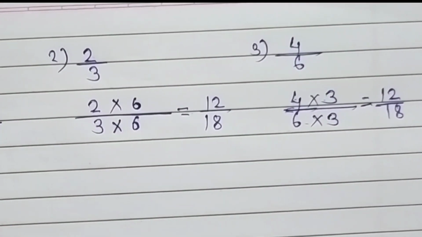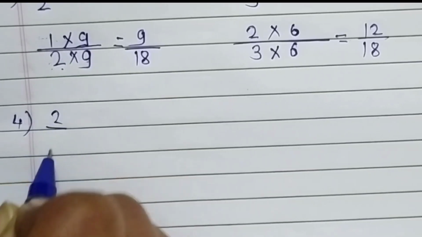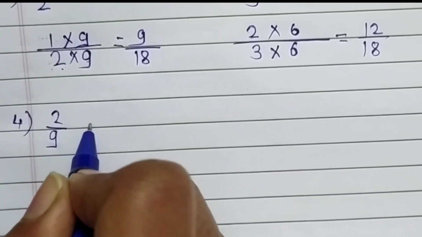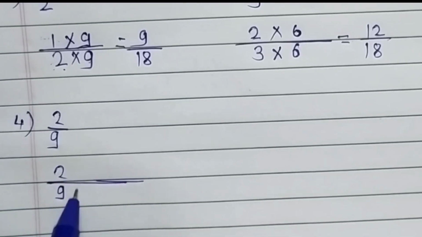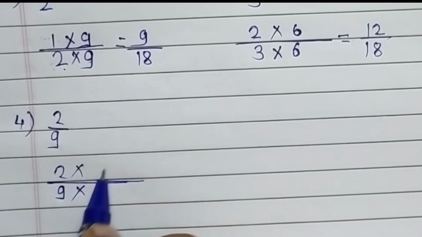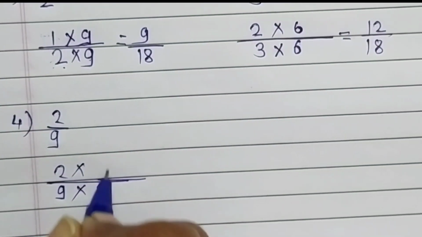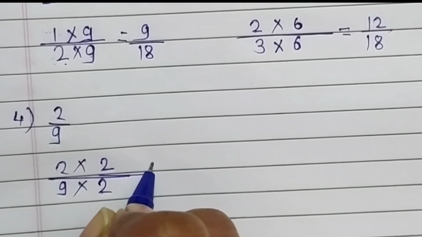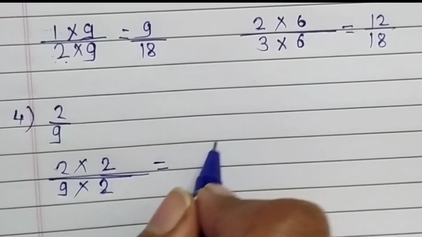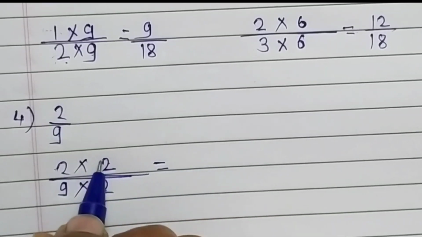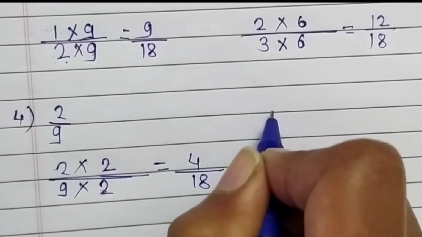Now the fourth fraction given is 2 upon 9, and we find in 9's table there is 18. 9 2s are 18. So we are going to multiply 9 by 2 and 2 by 2. 2 2s are 4, 9 2s are 18.